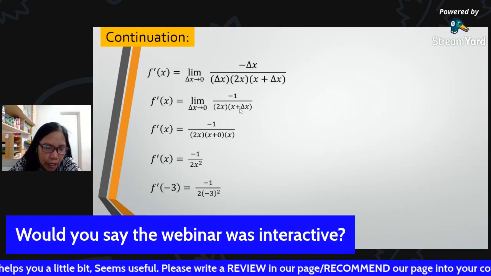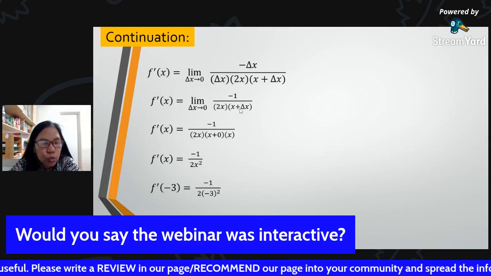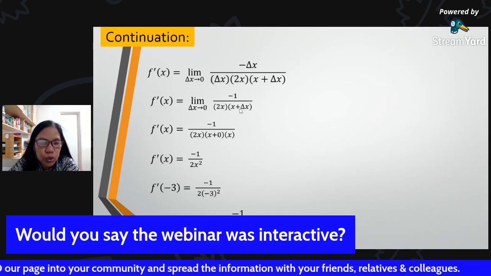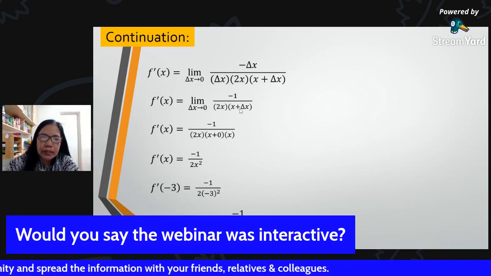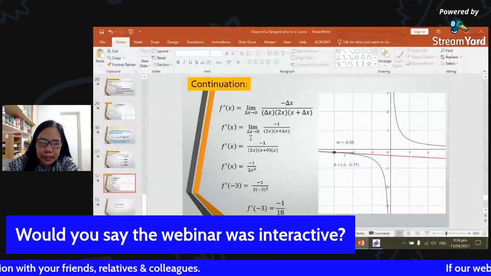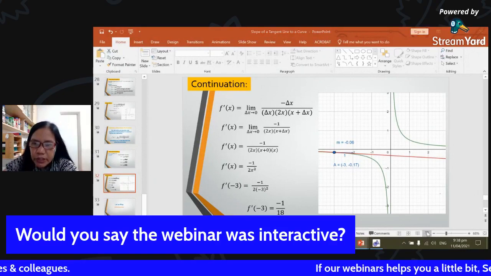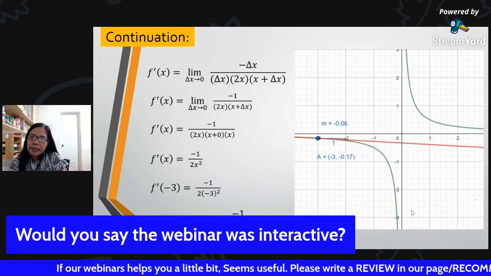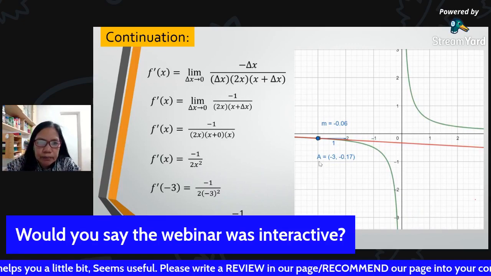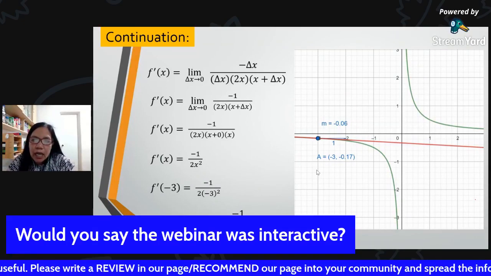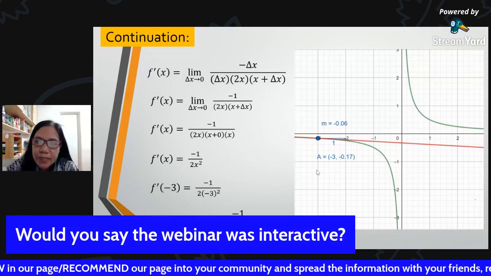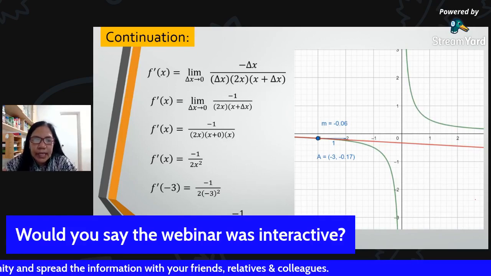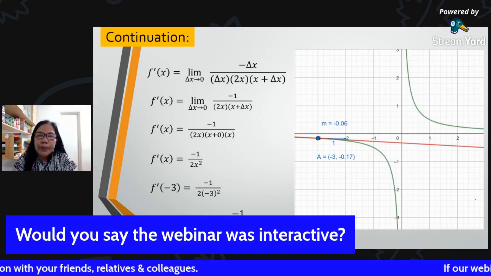And then plugging in, f prime of negative 3 is negative 1 all over 2 times negative 3 squared. So negative 3 squared is 9, times 2, so we have negative 1 over 18. So let us check here using GeoGebra. We have the point at x equals negative 3, y equals negative 1 over 6, this one. And then the slope is negative 0.06, and this is equal to negative 1 over 18.